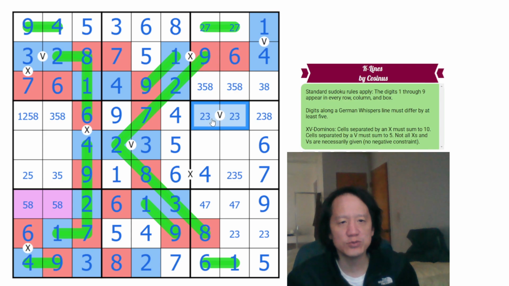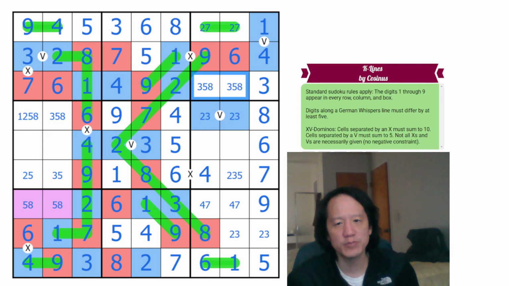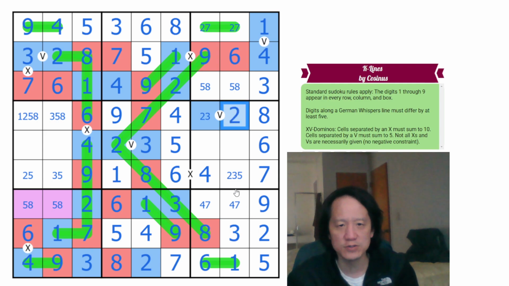Since this is a 2, 3 pair, there cannot be a 2 or 3 in the rest of the row. So this can't be 2 or 3, which forces this to be 8. This can't be 8, so therefore this is 3. These can't be 3, so this is 5 or 8. This can't be 3, so this must be 2, which means this can't be 2, this must be 3, which means this can't be 3, so this is 2. This can't be 2, this is 3.